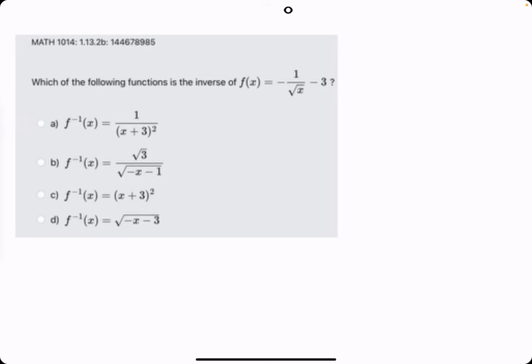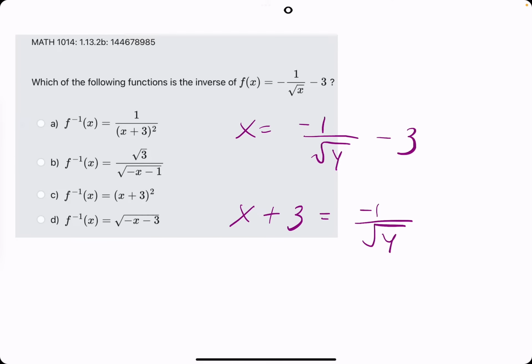Which of the following is the inverse of this? Y equals 1 over square root of x minus 3. Now swap x and y. Bada bing, bada boom. Now solve for y. So we're going to add the 3. x plus 3 equals negative 1 over square root of y.